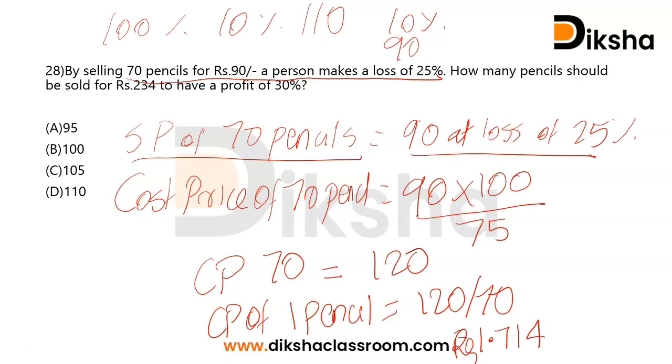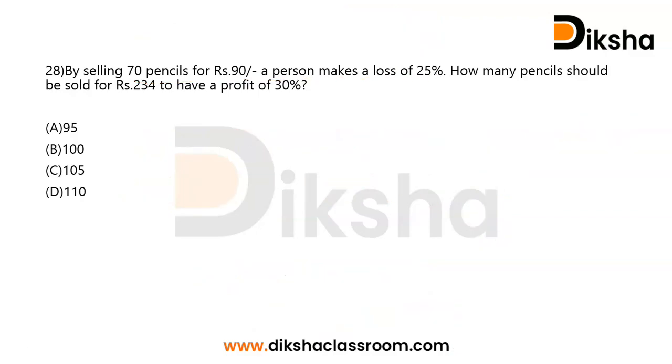It's given in the question, selling price of 70 pencils is 90 at the loss of 25%. So we get the cost price of 70 pencils is equal to 90 into 100 by 75, from which we get the cost price of 70 pencils is equal to 120, from which we get the cost price of one pencil is equal to 120 by 70, that is rupees 1.714 is the cost price.